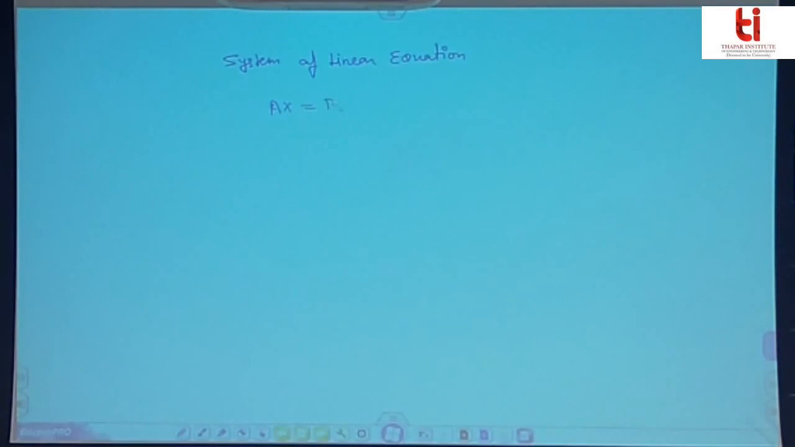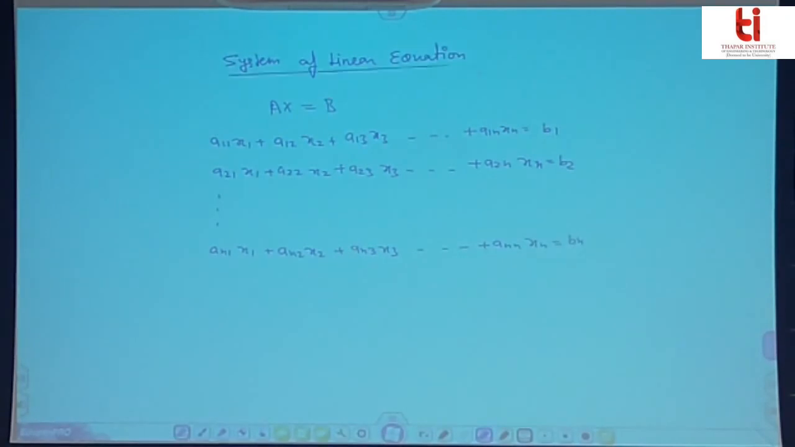Write Ax equal to b. What is Ax? a11 x1, a12 x2, a13 x3, up to a1n xn equal to b1; a21 x1, a22 x2, a23 x3, up to a2n xn equal to b2; and so on up to an1 x1, an2 x2, up to ann xn equal to bn. So this is a system of n linear equations in n unknowns.